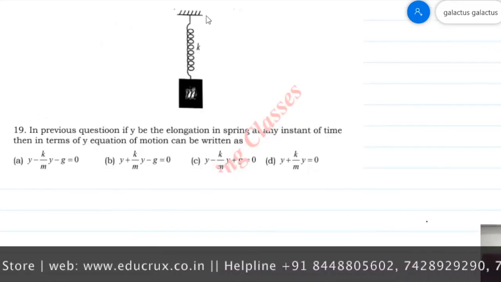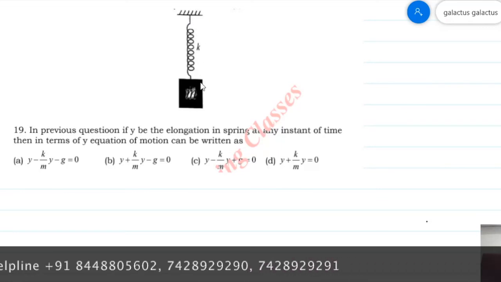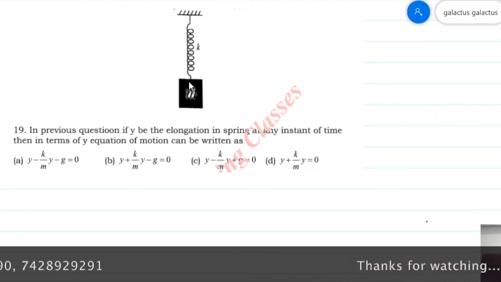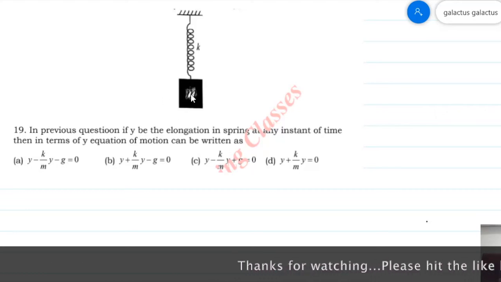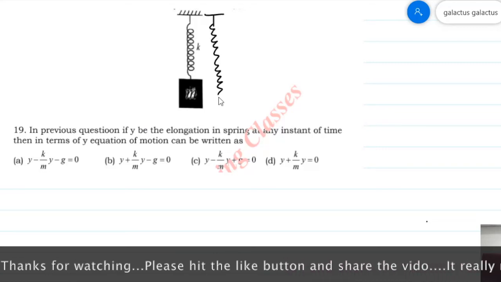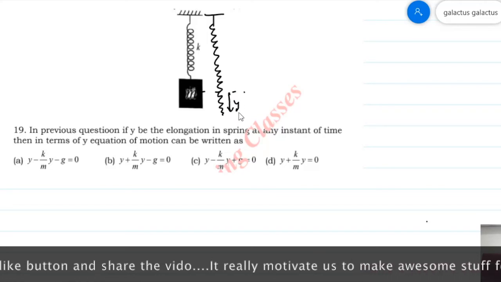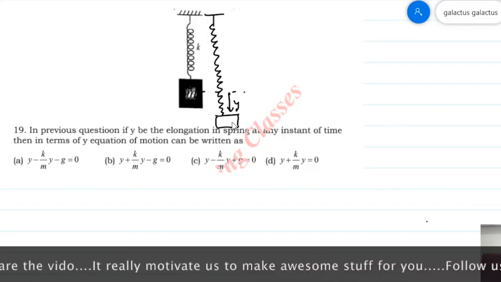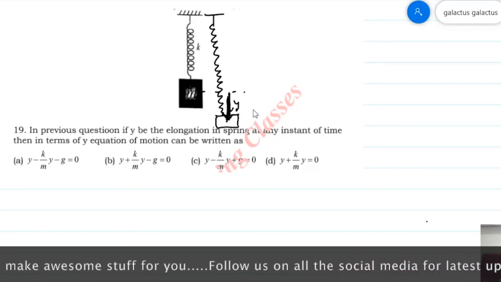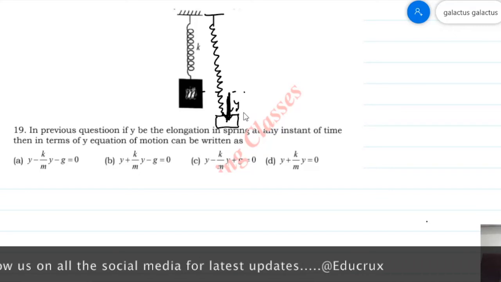We are given a string, and at the end of the string we have a block of mass m hanging. Let us say I elongate this string by some distance y, then I have to find the equation of motion for this string.